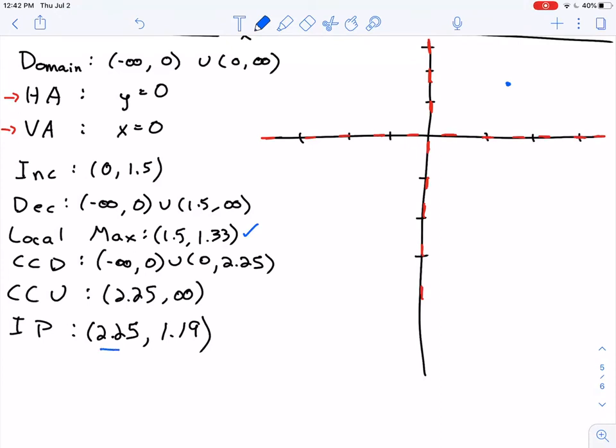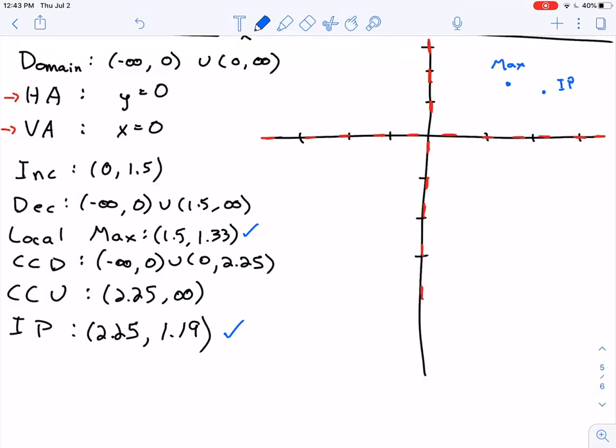But any inflection points you have, I think those would be good to plot as well. And actually, before I do that, this point was special. That was a local maximum, so I'm going to make sure that I label that and say, hey, that's a maximum. Inflection point, 2.25, comma 1.19. We should have an inflection point right around here. Let's move it a little bit over. There we go. And again, I'm going to label that as an inflection point just so I know what's going on there. I should be changing concavity.